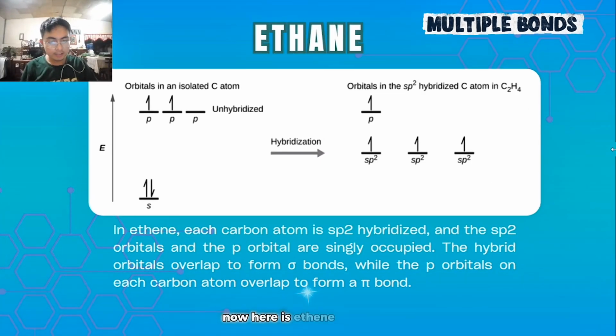Now here is ethene. In ethene, each carbon atom is sp2 hybridized and the sp2 orbitals and the p orbital are singly occupied. You can see that here. The hybrid orbitals overlap to form sigma bonds, while the p orbitals on each carbon atom overlap to form a pi bond. This is the given hybridized sp2, as you can see in the definition. Well, to the left, this is a singly occupied p orbital. Together they overlap to create a pi bond.